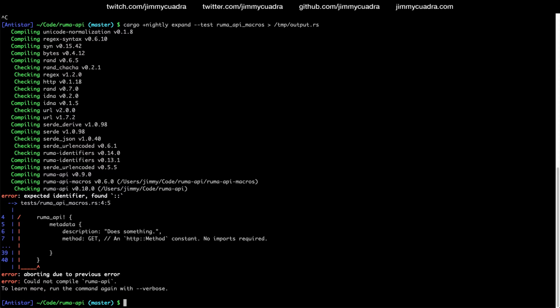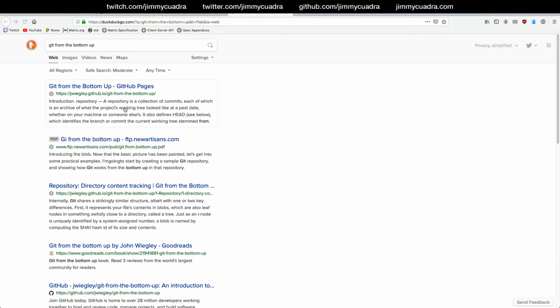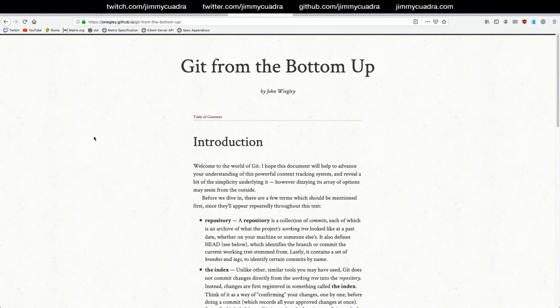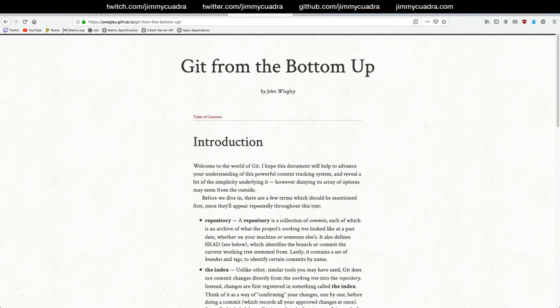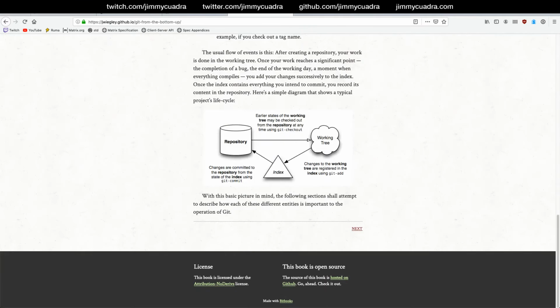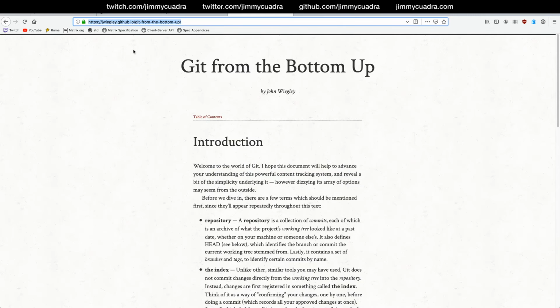Huh. Someone in chat earlier recommended a book called Git from the Bottom Up as a way of learning some good Git stuff. Let me try that. Git from the bottom up. This is cool. It seems to be teaching you the fundamentals of how Git works under the hood, which I'm actually a fan of, because I think it removes some of the mystery. Let me add this to the show notes also.